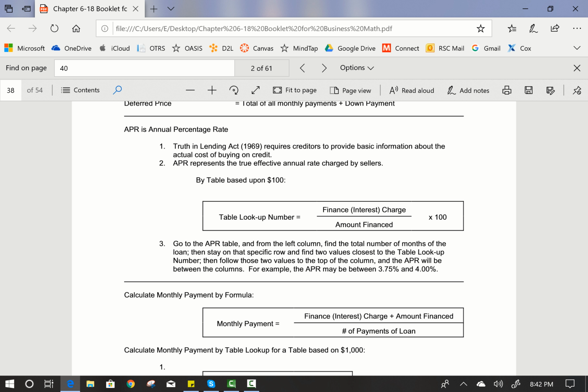All you do is go to your APR table in your chapter, and then you go across and look at the number of months that this item is being financed, and find that table lookup number, or the closest number that you see on the chart. Once you find that closest number, you find the other column that's closest to it, go straight up, and then your APR would be, for example, between 3.75% and 4.0%.